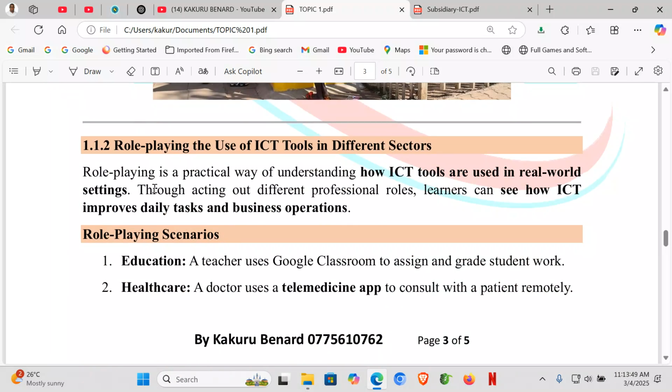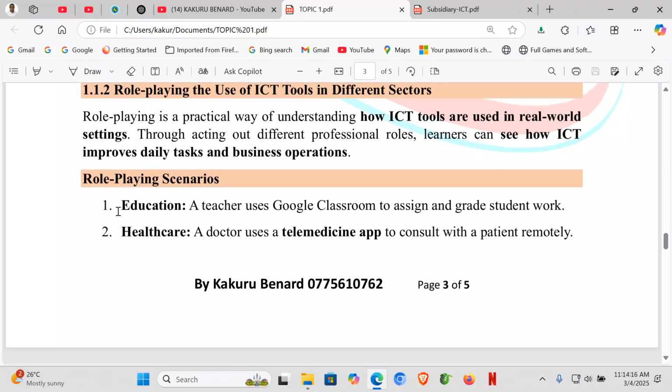Then 1.1.2, role-playing the use of ICT tools in different sectors. So here basically role-playing is a practical way of understanding how ICT tools are used in a real-world setting through acting out different professional roles. Learners can see how ICT improves daily tasks and business operations.